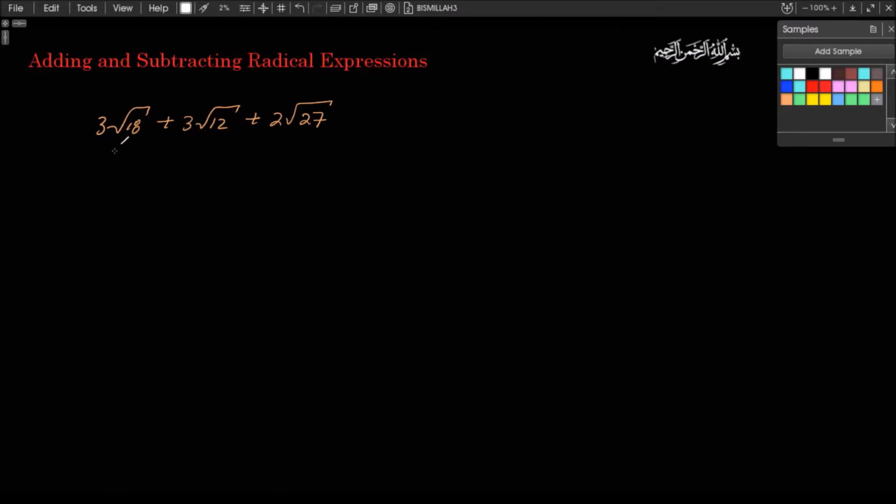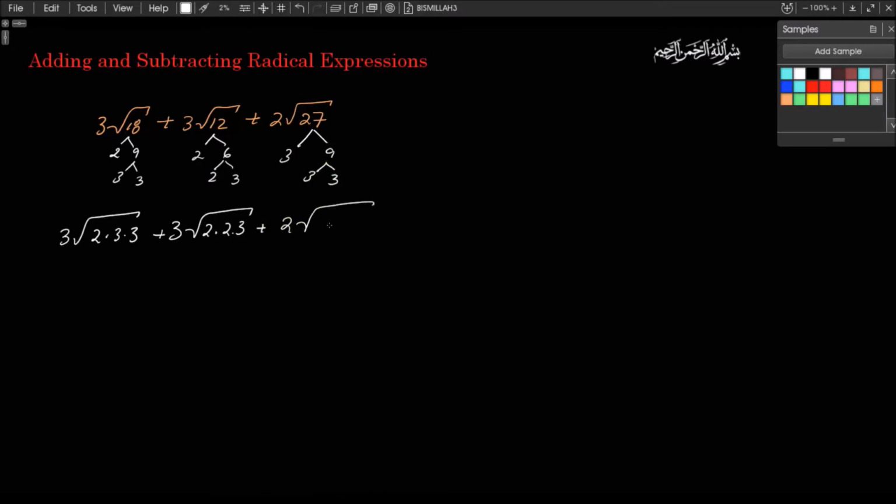So 18 we can do prime factorization. That's 2 times 9, and that's 3 times 3. So this can be rewritten as 3 times the square root of 2 times 3 times 3. And then 12 is 2 times 6, and that's 2 times 3. So we can rewrite this expression as 3 times the square root of 2 times 2 times 3. And finally, 27 is 3 times 9, and that's 3 times 3. And that can be rewritten as 2 times the square root of 3 times 3 times 3.